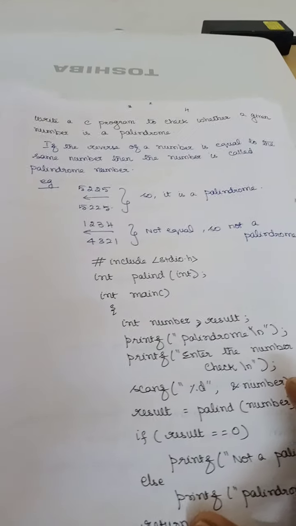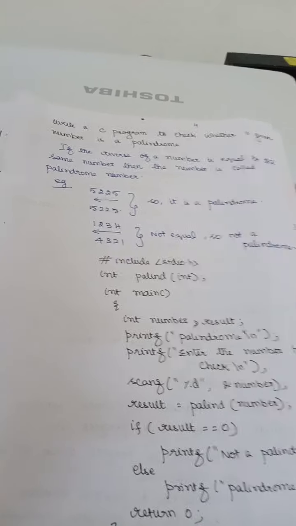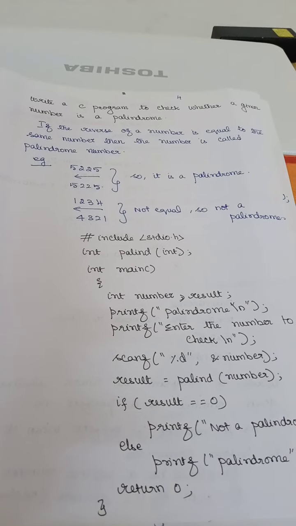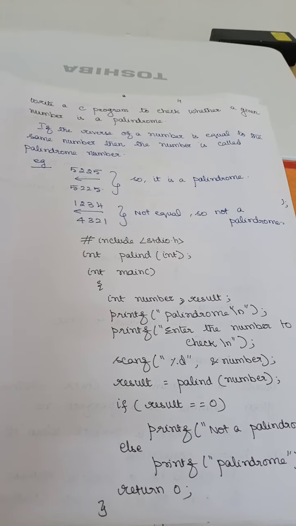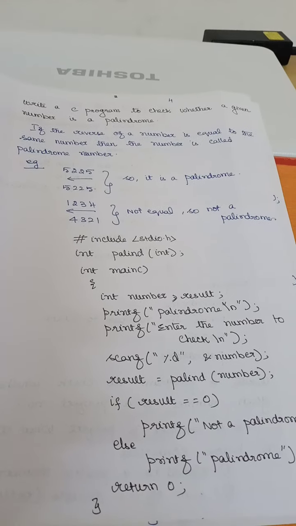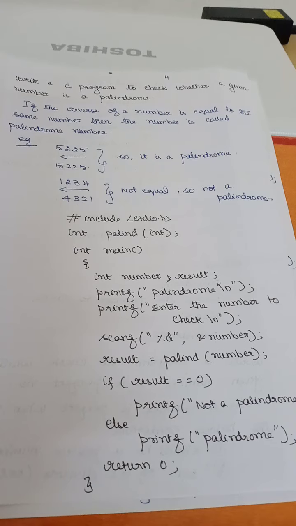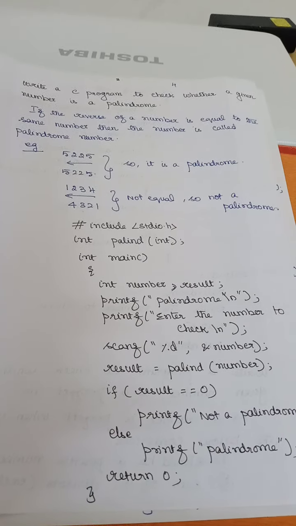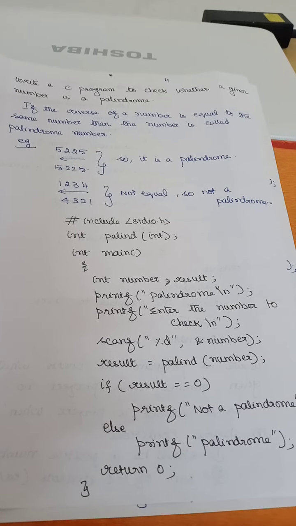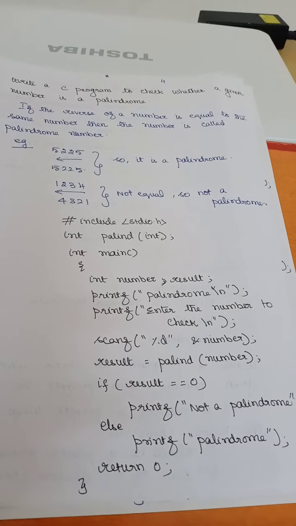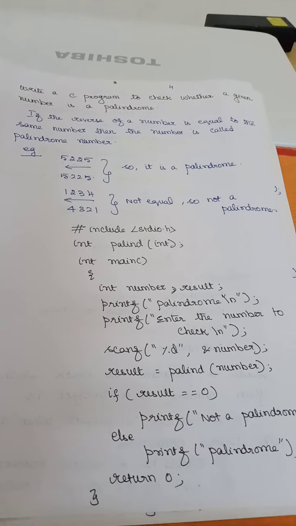Now we'll see another program. Two programs we'll see, related to the functions. Write a C program to check whether a given number is a palindrome. Already you have completed this in your lab, but now we are going to use the same program with the help of the functions. So what is a palindrome?